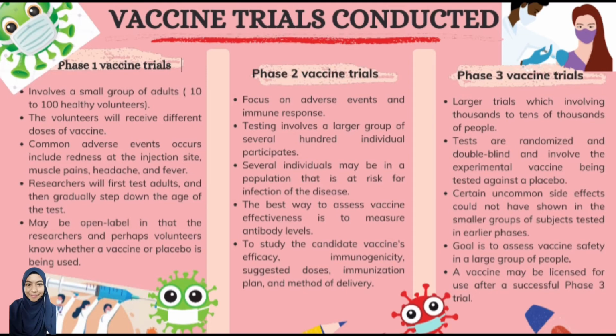The Phase 3 vaccine trial is the largest trial, involving thousands to tens of thousands of people. The tests are randomized and double-blind, and involve the experimental vaccine being tested against a placebo. Certain uncommon side effects could not have shown in the smaller group of subjects tested in early phases, but will show in the Phase 3 vaccine trials. The goal of Phase 3 is to assess vaccine safety in a large group of people. A vaccine may be licensed for use after a successful Phase 3 trial.